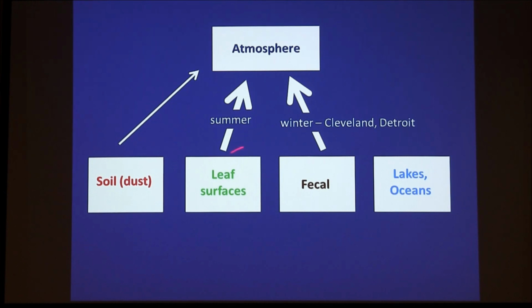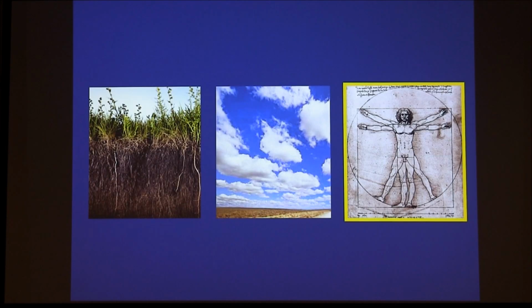And in the wintertime, we lose this leaf surface associated source. So the total numbers of bacteria in the air go down, but a larger fraction of those appear to be coming from feces, and best we can guess, from dog feces. So there you go. Nothing against Detroit or Cleveland, and we're currently doing more work to see if this is a more widespread phenomenon.